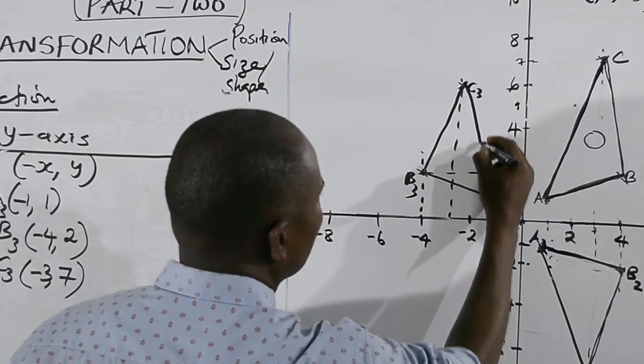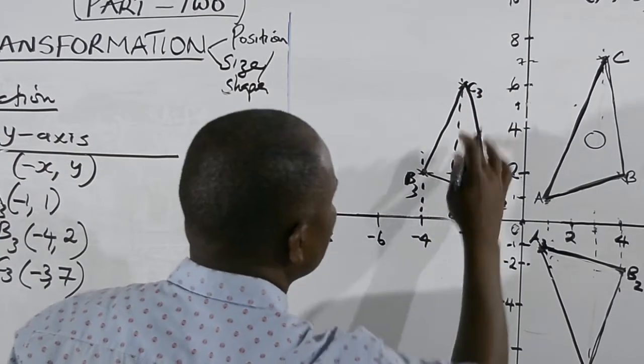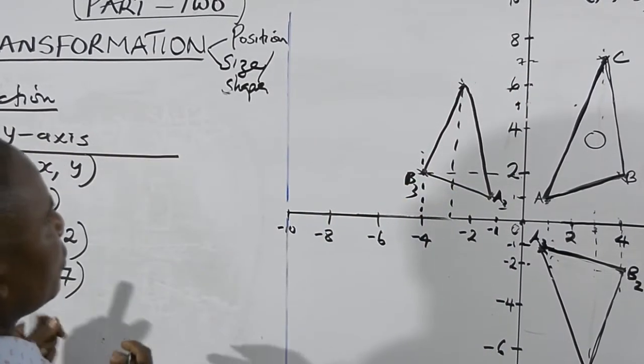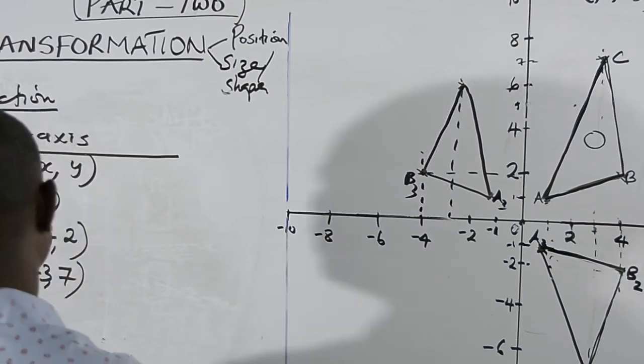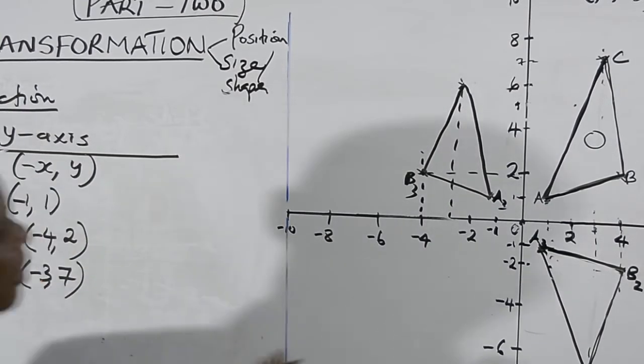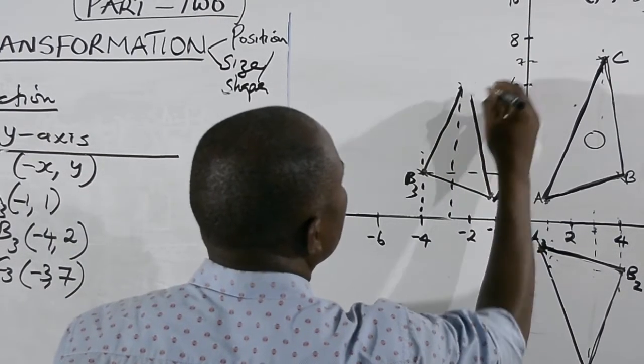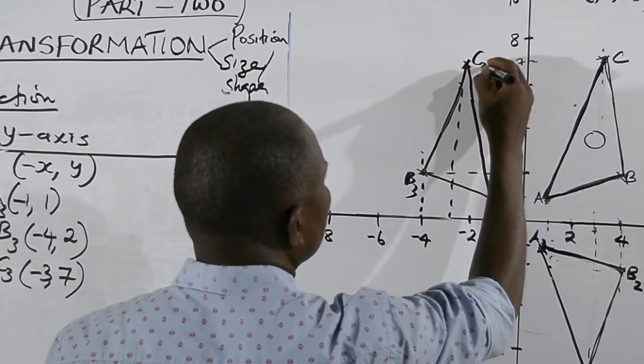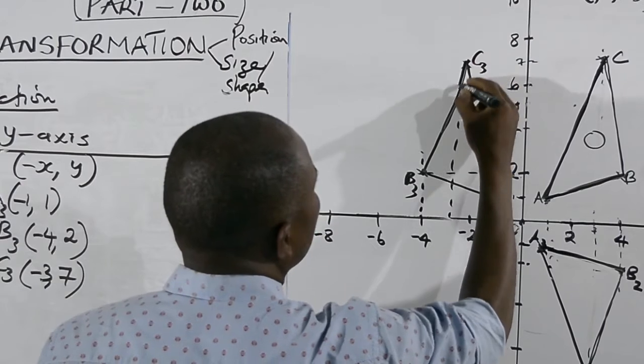And so you can see this is 6. I'll just put it right up there. This is 3. It is 7 in that case. Minus 3 and 7. So I put it right up. This is 7, so it is minus 3 and 7. So this is C3.